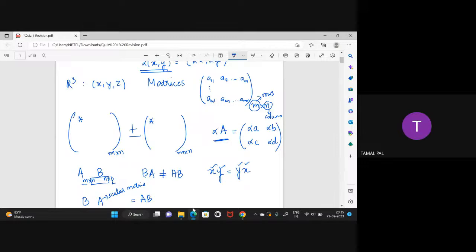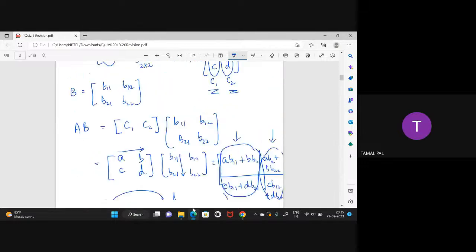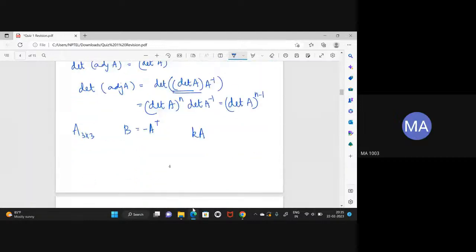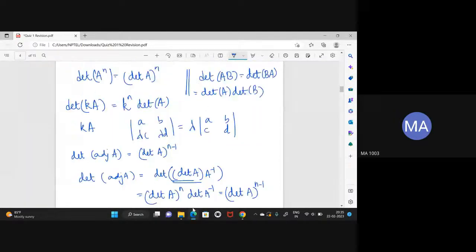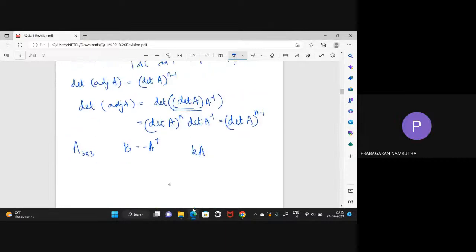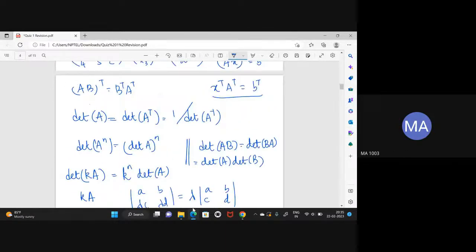Then when I am taking out as a common, I should get K to the power n, right? That's what we wrote here, no? Determinant of K A is K power n into determinant of A. Ma'am, what does n stand for? The order of the matrix. A is an n cross n matrix, that n.